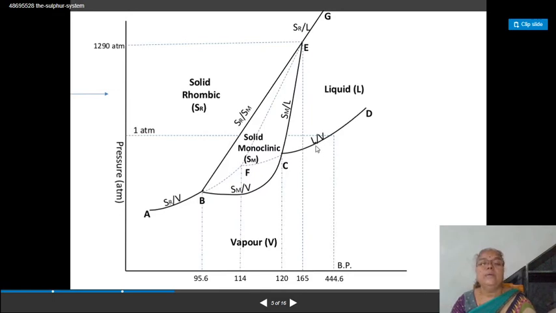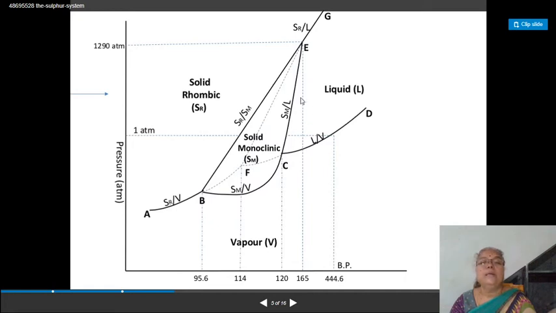Again, this curve is a univariant system. Then along this curve BE, two phases are in equilibrium: rhombic sulfur is in equilibrium with monoclinic sulfur, and this curve is shifted away from the pressure axis. Here, this is the transition curve. Then along this curve CE, two phases are in equilibrium. Monoclinic sulfur is in equilibrium with sulfur liquid.